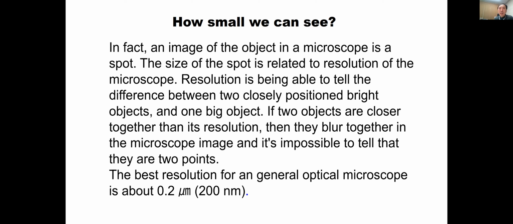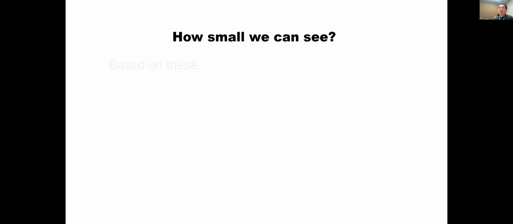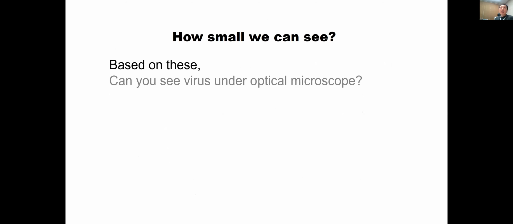Now a virus is smaller than this. Usually, a virus is about 100 nanometer. So even though they have a shape, if you look at them, you cannot see their structure. It may just look like one dot. Okay, that's the reality. Now based on this, can you see the virus under the microscope? My answer would be nope. It'll be just one dot. You cannot see it as a shape.